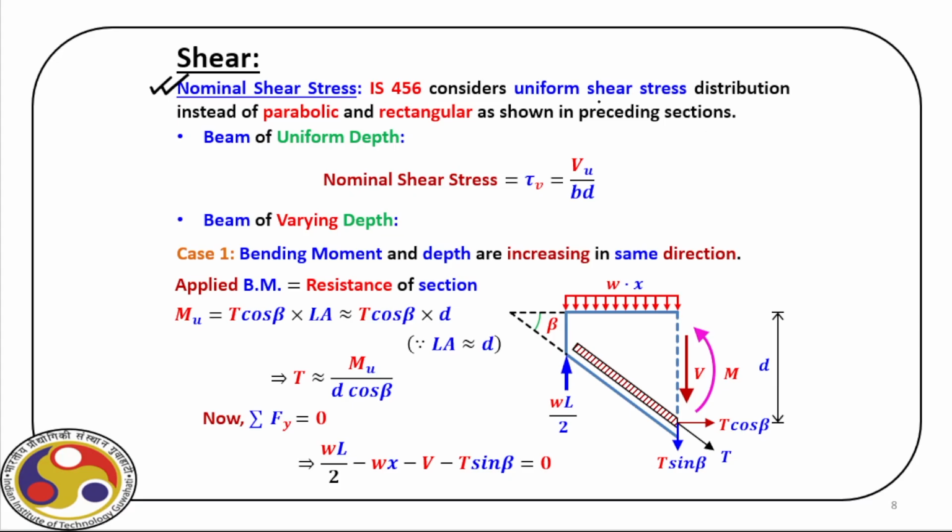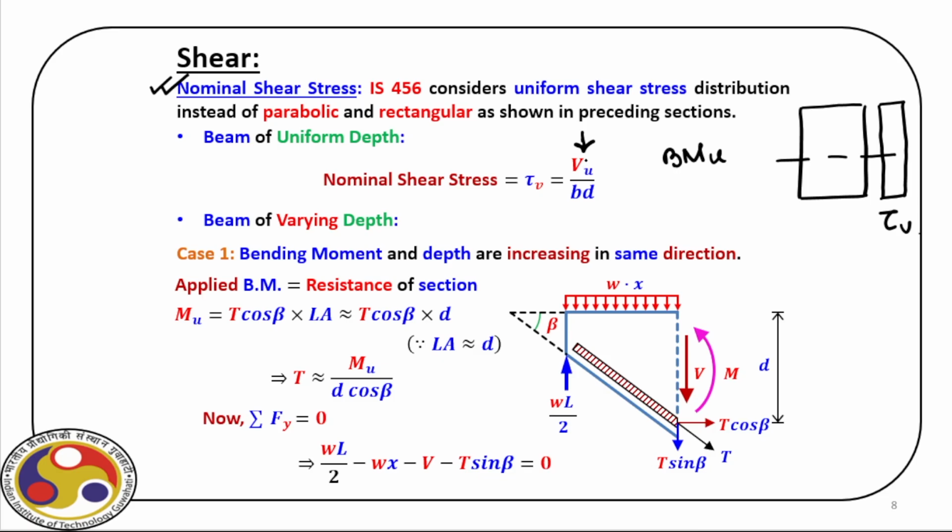So it considers uniform shear stress distribution. If we have a rectangular cross section, then over this cross section, instead of parabolic, it considers a uniform distribution. So that is tau V. This nominal shear stress is nothing but the applied shear force with appropriate factor. Just like in case of bending moment, we evaluated Mu, in case of shear force we calculate Vu with appropriate load factors for different load combinations. Then that divided by B times D is the nominal shear stress, which is uniform throughout the section.